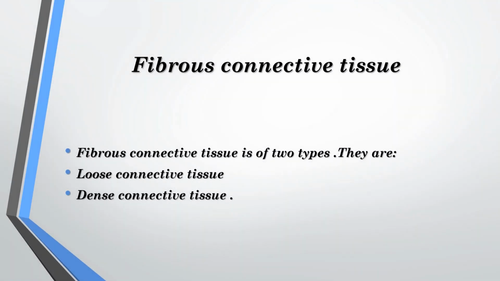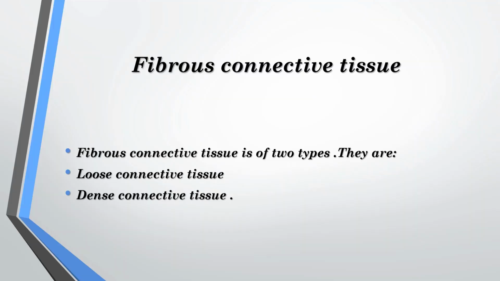Fibrous connective tissue. Fibrous connective tissue is of two types, that is, loose connective tissue and dense connective tissue. Loose connective tissues are again of two types, that is, areolar and adipose tissues. Areolar tissue is present between the skin and the internal organs and it binds the skin to the underlying parts. But adipose tissue forms a layer below the skin and is made up of fat cells. It acts as a cushion and protects the internal organs.